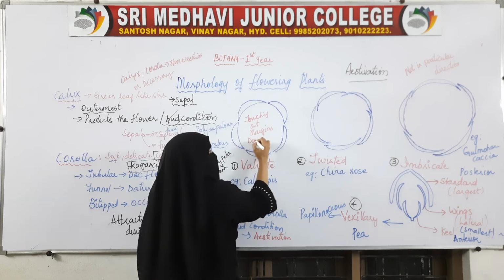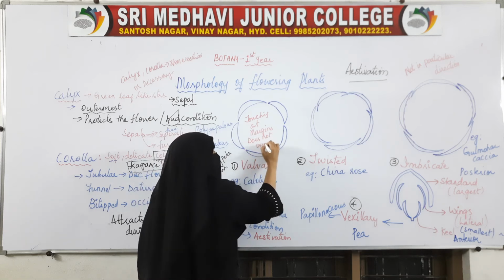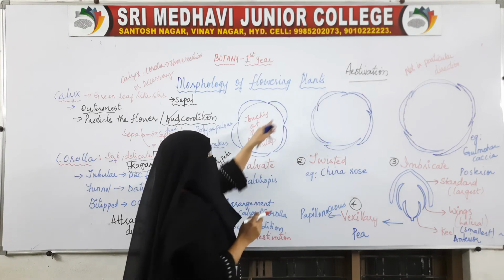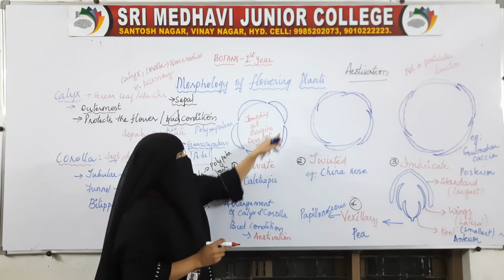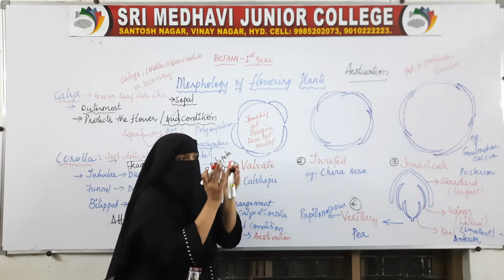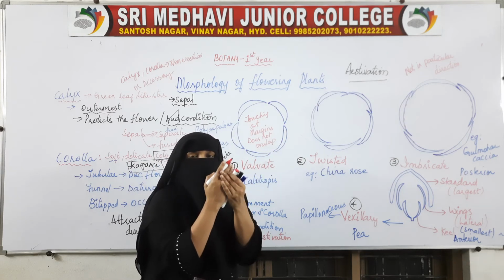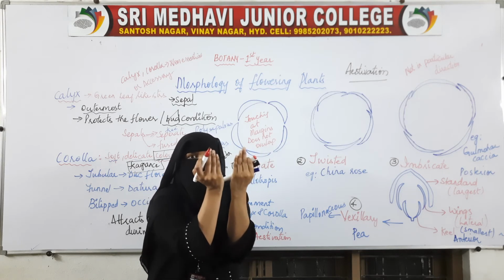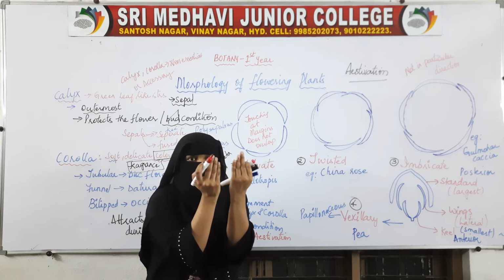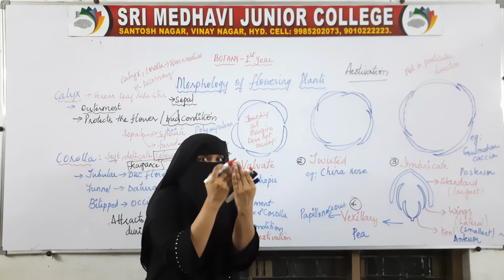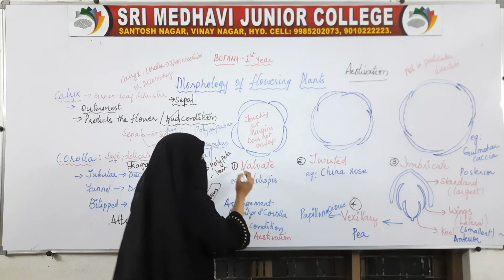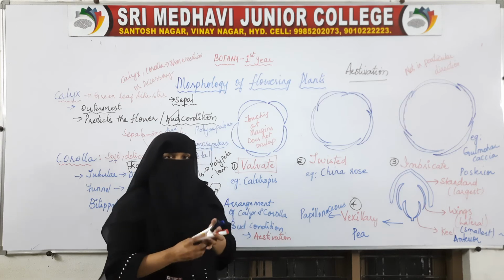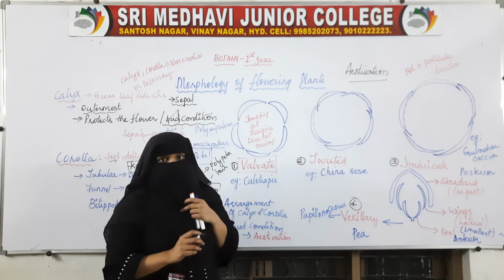They do not overlap. This is a single leaf-like structure, and this is another single leaf-like structure. If the sepals just touch each other but do not overlap each other, then this type of arrangement is called valvate estivation.